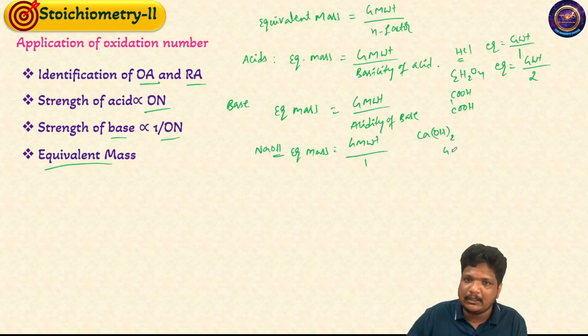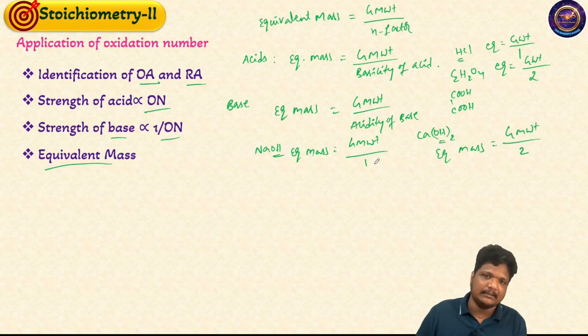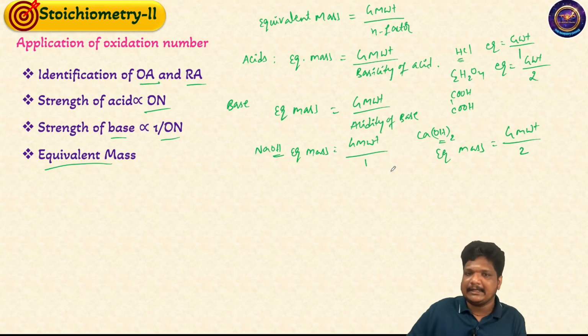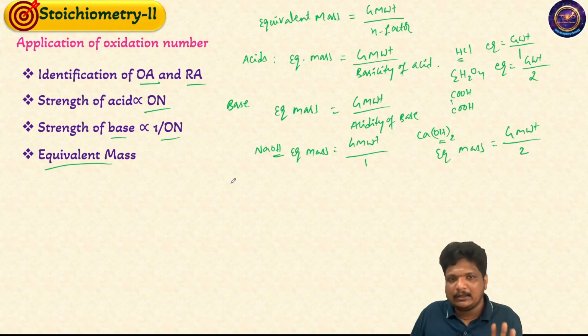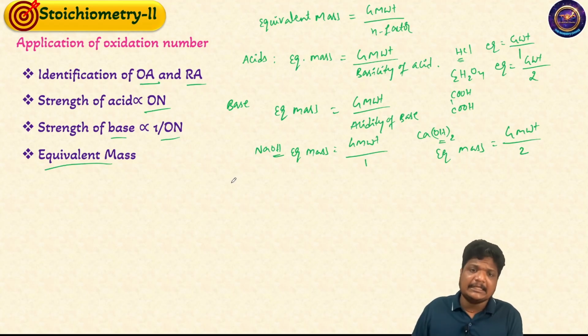సో గ్రామ్ మాలిక్యులర్ వెయిట్, ఈక్వాలెంట్ మాస్ is equal to గ్రామ్ మాలిక్యులర్ వెయిట్ బై 2, ఎందుకని 2 OH ఇస్తుంది ఇక్కడ. సో ఈ విధంగా యాసిడ్కి బేస్కి క్యాలిక్యులేట్ చేస్తాం. అదే మీకు ఇక్కడ ఈ సాల్ట్స్ తీసుకుంటే కనుక, చార్జ్ ఆన్ ది క్యాటయాన్ అండ్ చార్జ్ ఆన్ ది యానియాన్ ఏదైతే ఉందో, ఈ ఛార్జ్ని మనం ఇక్కడ ఈ n ఫ్యాక్టర్ కింద తీసుకుంటాం.